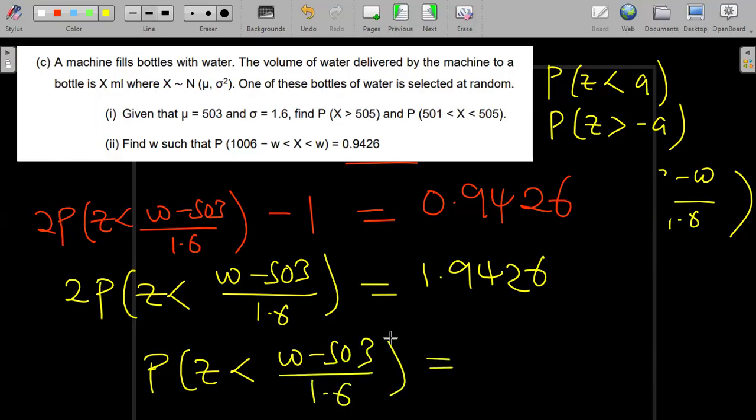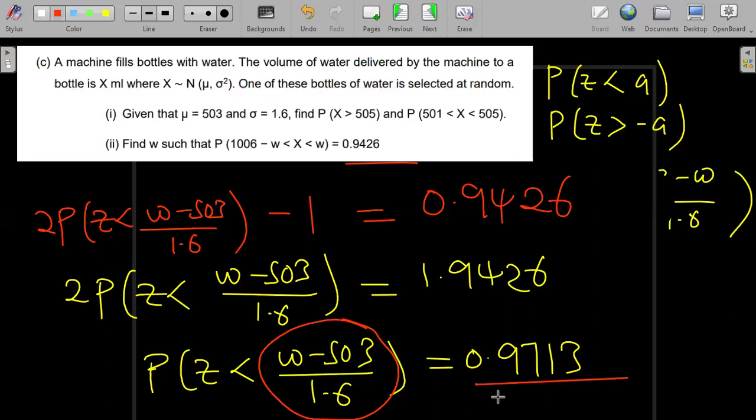Okay, so if I divide that number by 2, what do I get now? Okay, so I get 0.9713. Right, and then from here, it will be very easy to find the value of W. So what we need to do there is to find the Z value such that we have this probability. So we'll go to the Z-score probability table for the positive values, search for this probability, and then get its Z-score. So that Z-score will be equal to this.